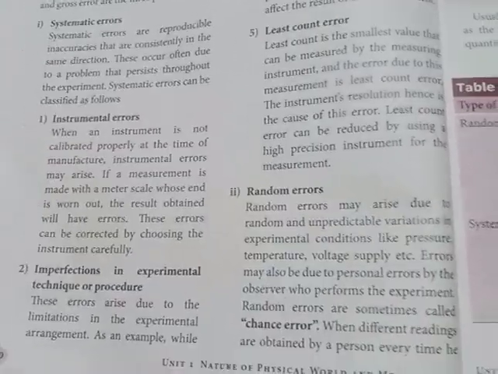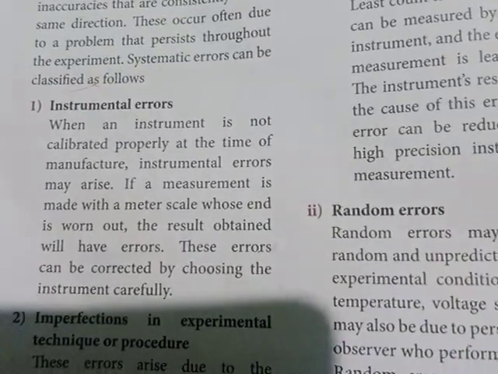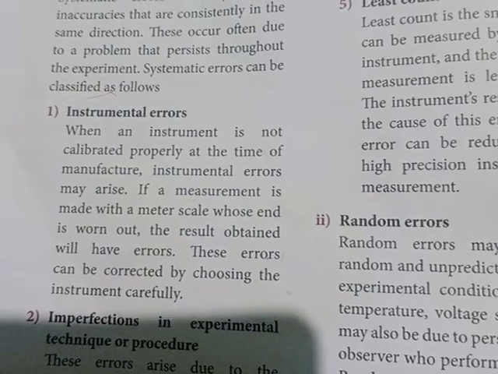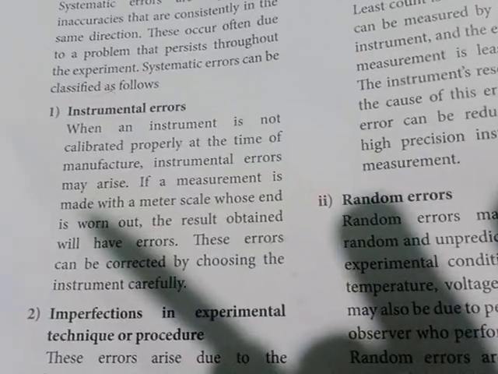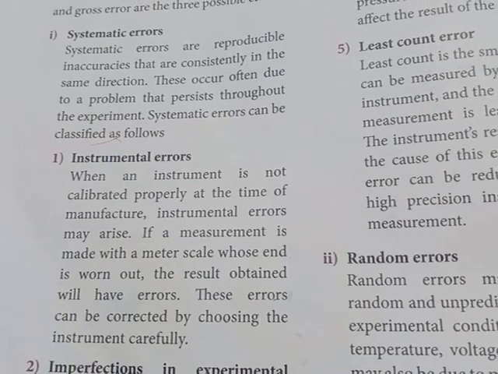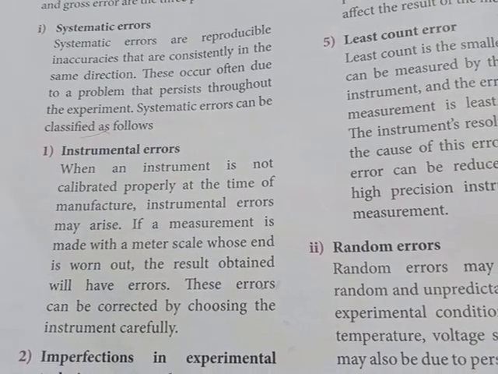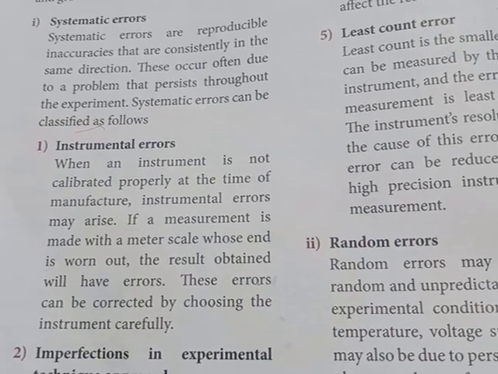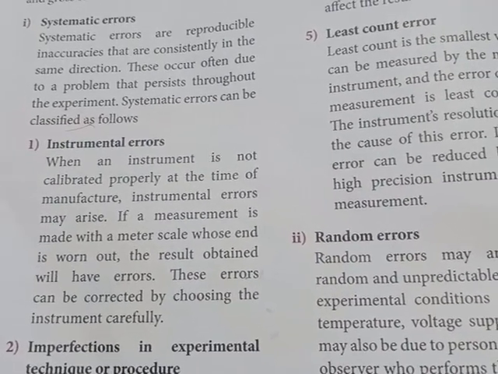So let us discuss what are the types of systematic errors. In that, the first one is instrumental error. When an instrument is not calibrated properly at the time of manufacture, instrumental error may arise. If a measurement is made with a meter scale whose end is worn out, the result obtained will have errors. These errors can be corrected by choosing the instrument carefully.